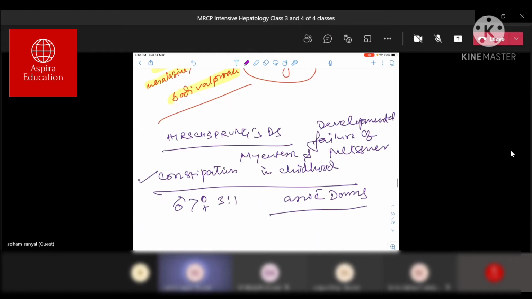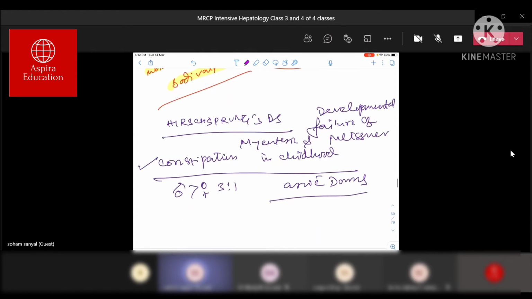Another part that I couldn't finish last day is Hirschsprung disease. Basically, this is the rectal variant of achalasia, simply that. It's again another enteric nervous system dysfunctional disease. It happens because of the developmental failure of both the myenteric and Meissner plexus, and it is a developmental or congenital disease. So it is mostly present in childhood. Patients present with constipation in childhood.